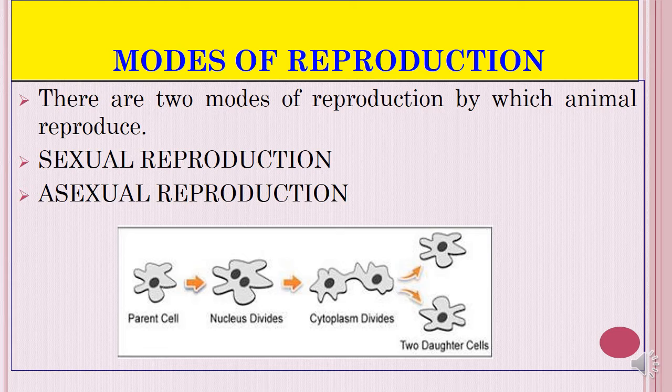Now, sexual reproduction. In sexual reproduction, two parents, a male and a female, are needed to produce a new individual. Both the male and female have different reproductive parts. Each parent produces special sex cells known as gametes. The male produces the sperm and the female produces the egg.